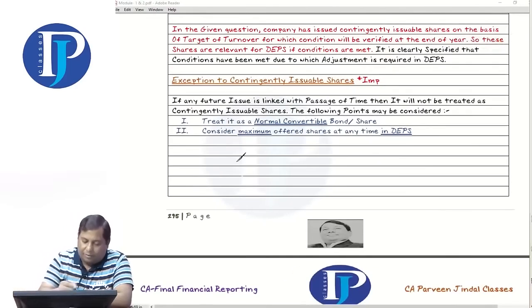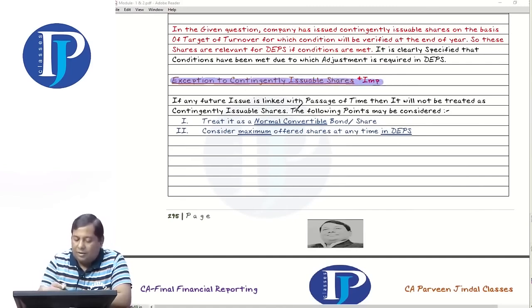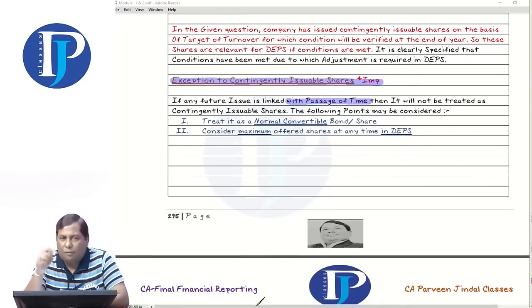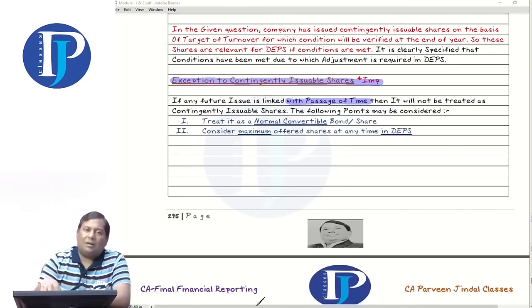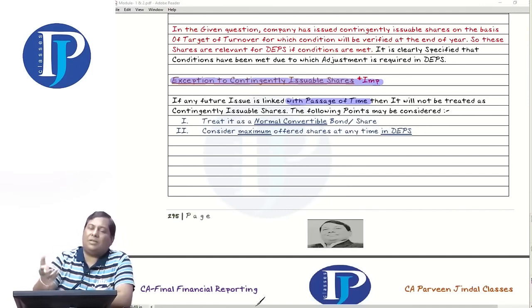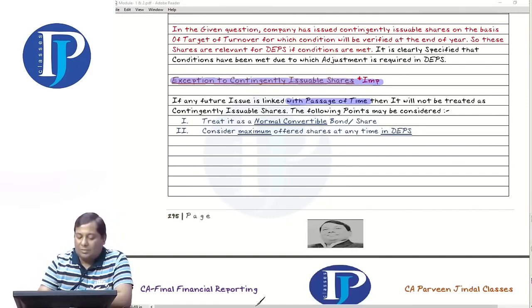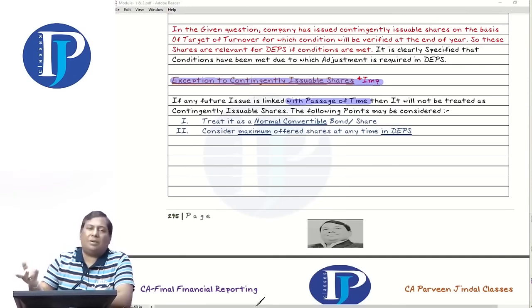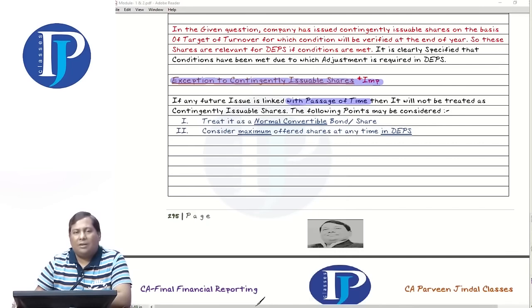Then I told you an exception. In contingently issuable shares, I had given you an exception, and that was passage of time. If you have promised to issue shares in the future, but with a condition of time, after 1 year this much, after 2 years this much, after 3 years this much, then where is the contingency? Contingency is an uncertain event, but here it is according to the passage of time. We promise shares based on passage of time, but they won't be treated as contingent shares. It's a normal share, treat it the same way, it will be issued, and then we will take it in EPS.